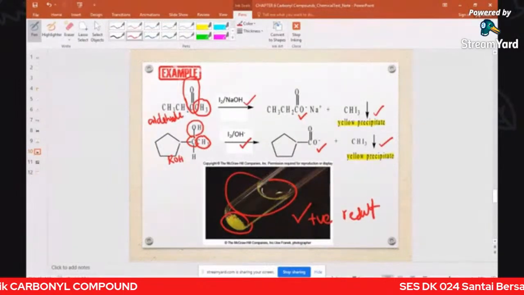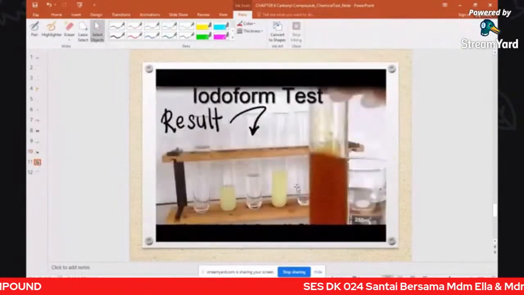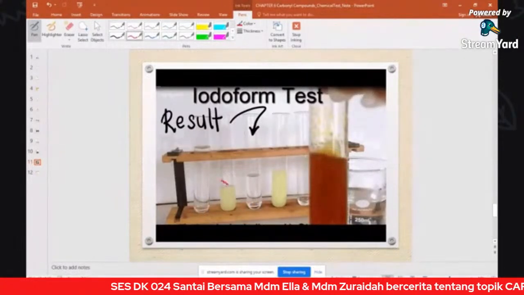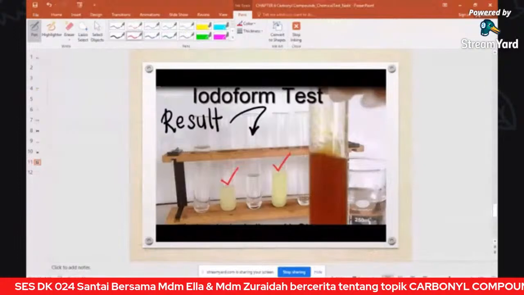Okay, untuk gambar lebih jelas, kelas, masa eksperimen kita akan dapat warna macam ni lah. Okay, ini adalah result untuk iodoform test, very light yellow. Okay, kita akan dapat yang ini.